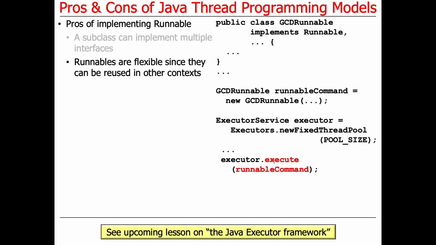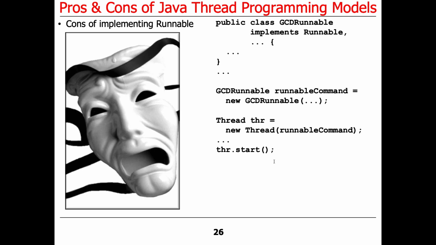So without having to do any other changes to our GCDRunnable class implementation, we were able to execute it in a different context. So now it's going to be running in a thread pool as opposed to running in a single thread, which is what would have happened had we extended from Thread. So it's more flexible. There are some downsides, however, to using Runnables. And we'll see those here.